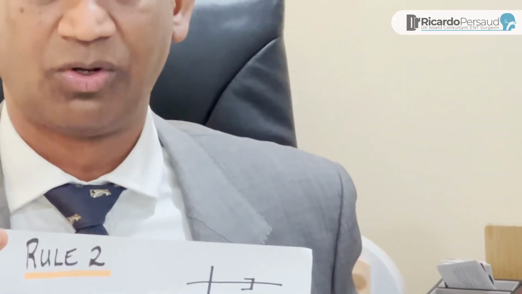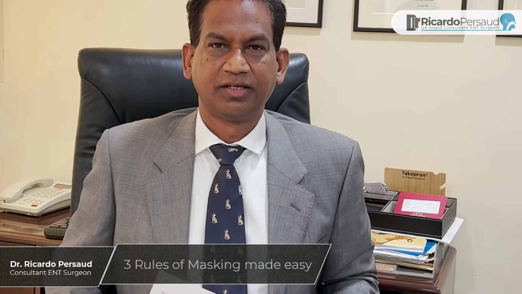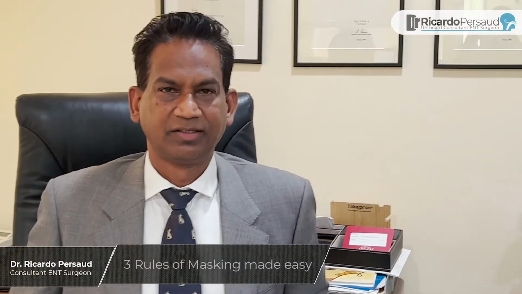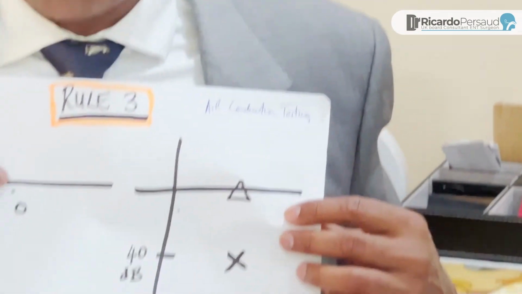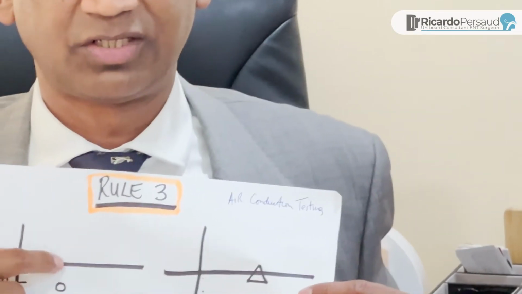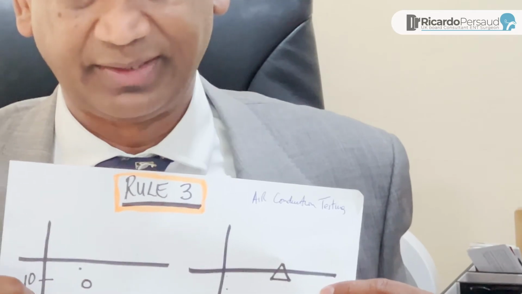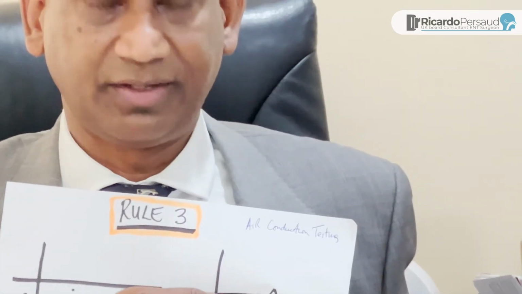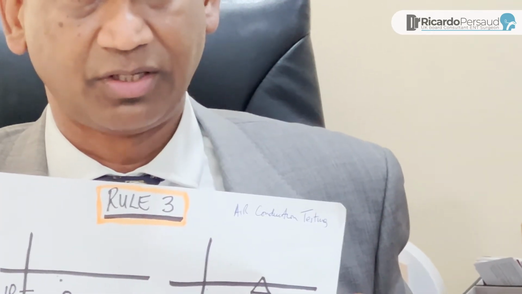bone conduction loss. The third rule of masking is probably the most difficult to understand, but I will make it very simple for you. It's actually an extension of the first rule, so it's dealing with air conduction testing. And this is it illustrated on an audiogram. You can notice that on this side, the right side, the air conduction is not at 0. I'm going to put it at about 10. On the left side, we're given the air conduction as well as the unmasked bone conduction.